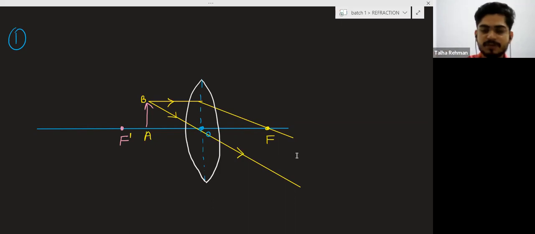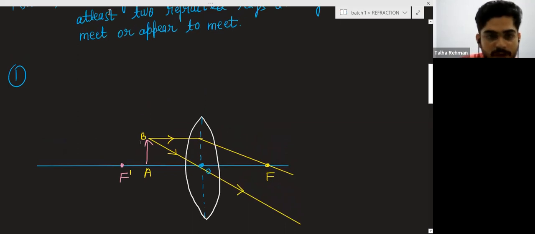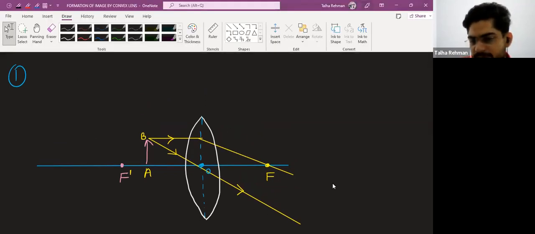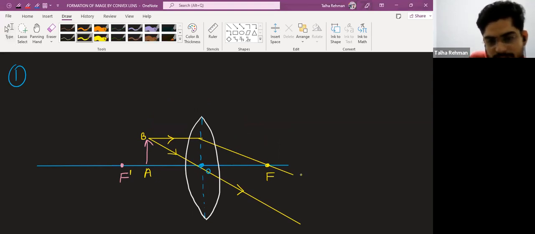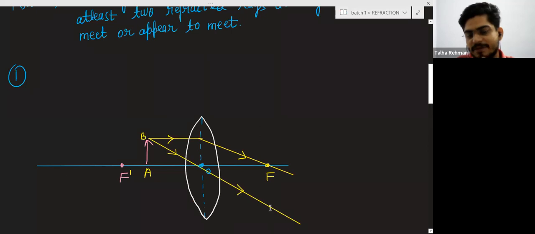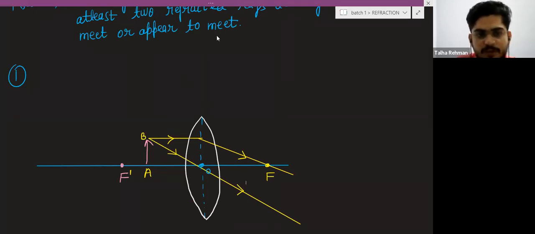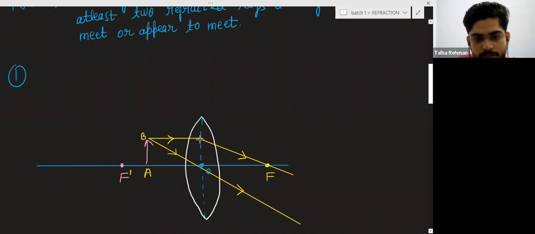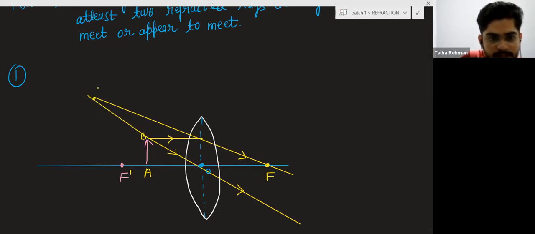For the two rays, either they will meet in actual or just appear to meet. In actual these rays will not meet. You can observe that these rays are diverging, so in actual they will not meet. So what we will do, these rays will meet somewhere here.